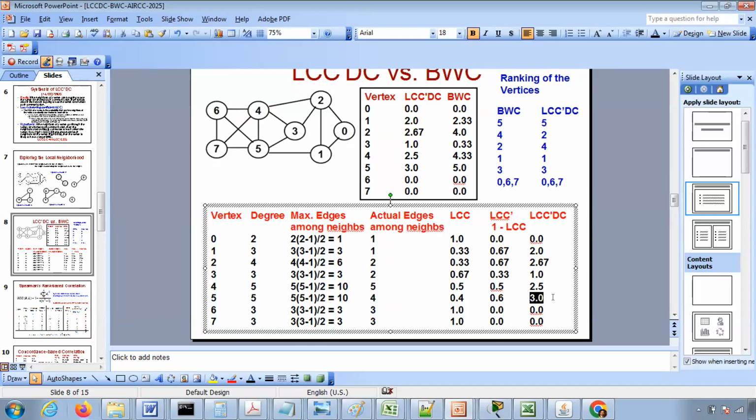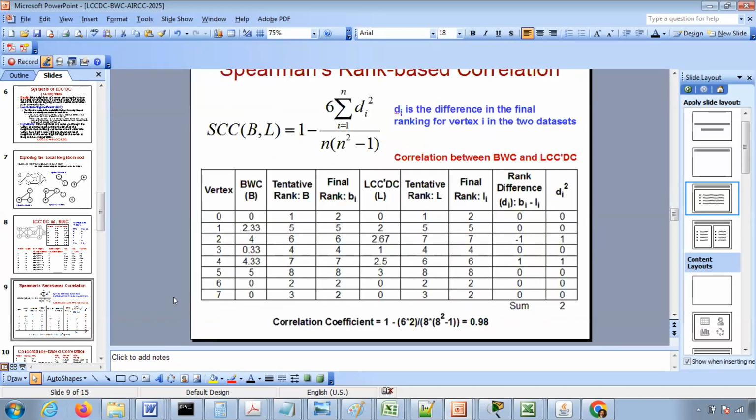So if I'm interested in the LCC prime DC of node 5, I can just do it for node 5. I don't need to compute this for every other node of the network. This way you can compute for all these nodes in an asynchronous fashion, in parallel, as well as just based on local neighborhood knowledge. Similarly, this is a Spearman's rank-based correlation coefficient approach.